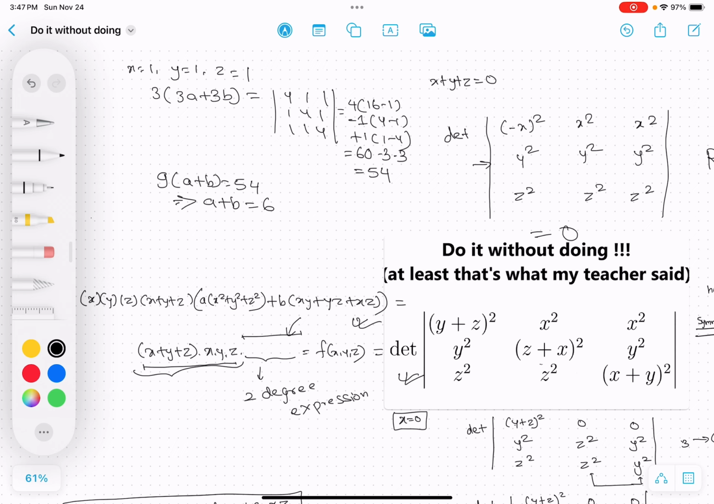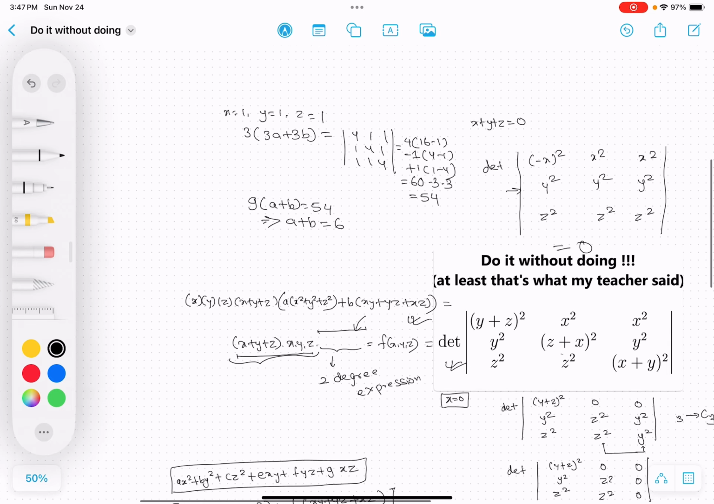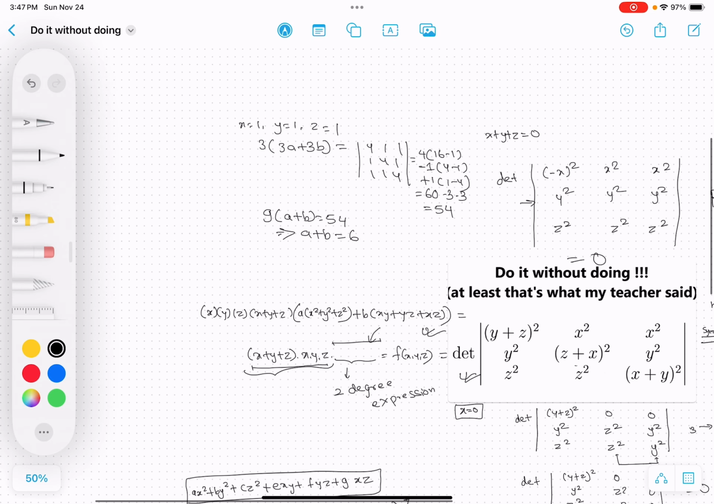Now let's try to get another equation. Let me zoom in, zoom out. Let's substitute x as minus 1, y as 1, z as 1. You can do anything; you'll just get an equation and then solve it. So now if we substitute these values in this expression, this is also the determinant, right?